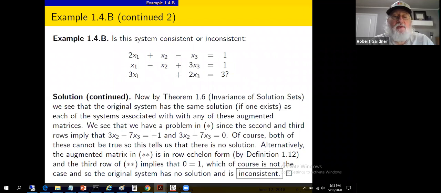We got a problem. That's the reason I put stars by those matrices. We had a problem back at star, a problem that persists in star star. Let's go back and look at matrix star. It says the second and third rows imply 3x2 minus 7x3 equals negative 1, and 3x2 minus 7x3 equals 0. Well, that can't be both negative 1 and 0. When the left-hand sides are the same, that implies 0 equals negative 1.